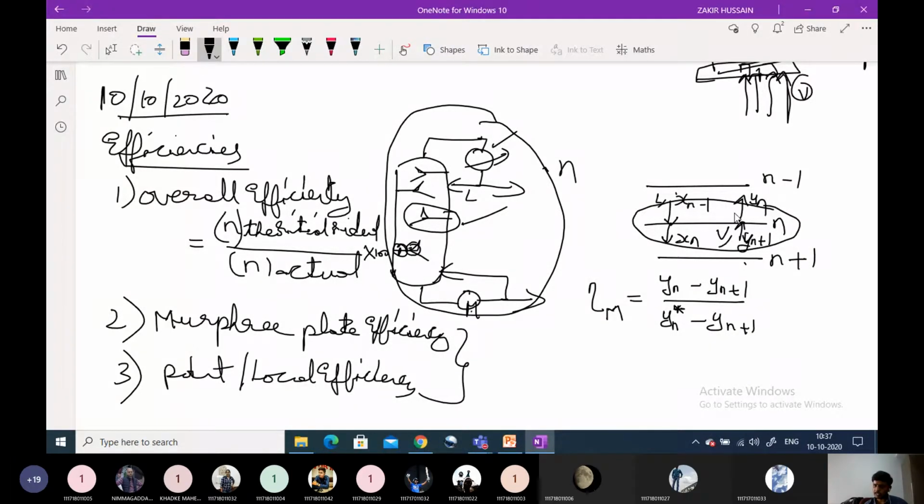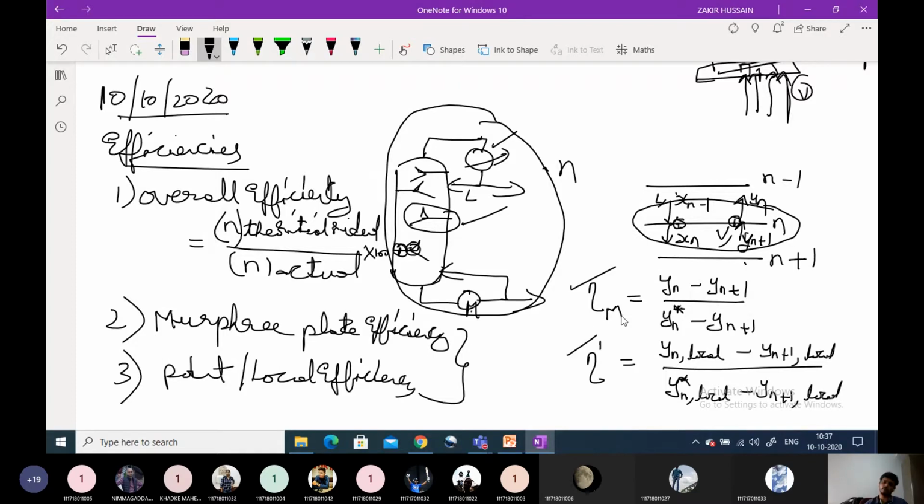Similarly, if you want to calculate the point efficiency or local efficiency at a single location, the formula is the same. The local or point efficiency is denoted by eta prime, equal to y n local, at a single point, minus y n plus 1 local, divided by y n star local minus y n plus 1 local. This is the formula for point efficiency, and the earlier one is for Murphy plate efficiency.